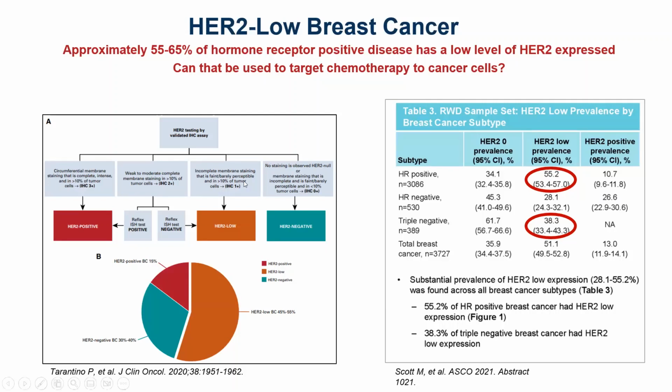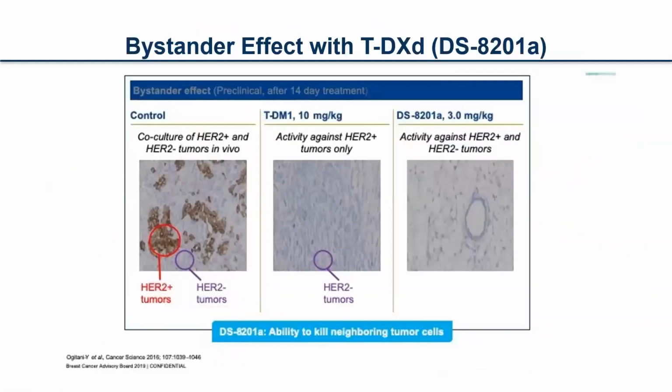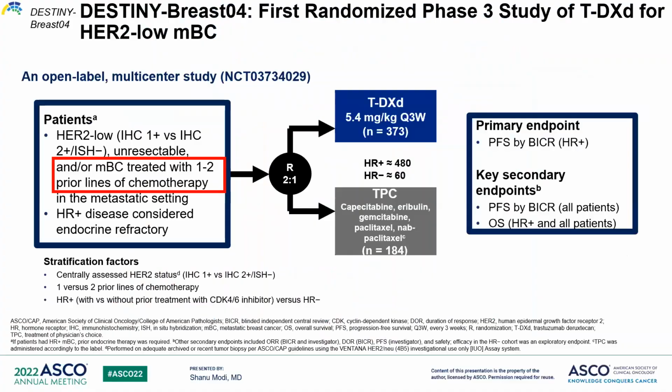It turns out about 2/3 of hormone receptor positive breast cancer and 1/3 of triple negative breast cancer is HER2 low. And so we know that T-DXd, this drug that I showed you earlier, not only eradicates HER2 positive tumors, these are tumors that are HER2 positive and HER2 negative. If you treat with T-DXd, it kills also the HER2 negative tumors, the non-amplified tumors, because of that bystander effect, because the chemo can leave the cancer cell.